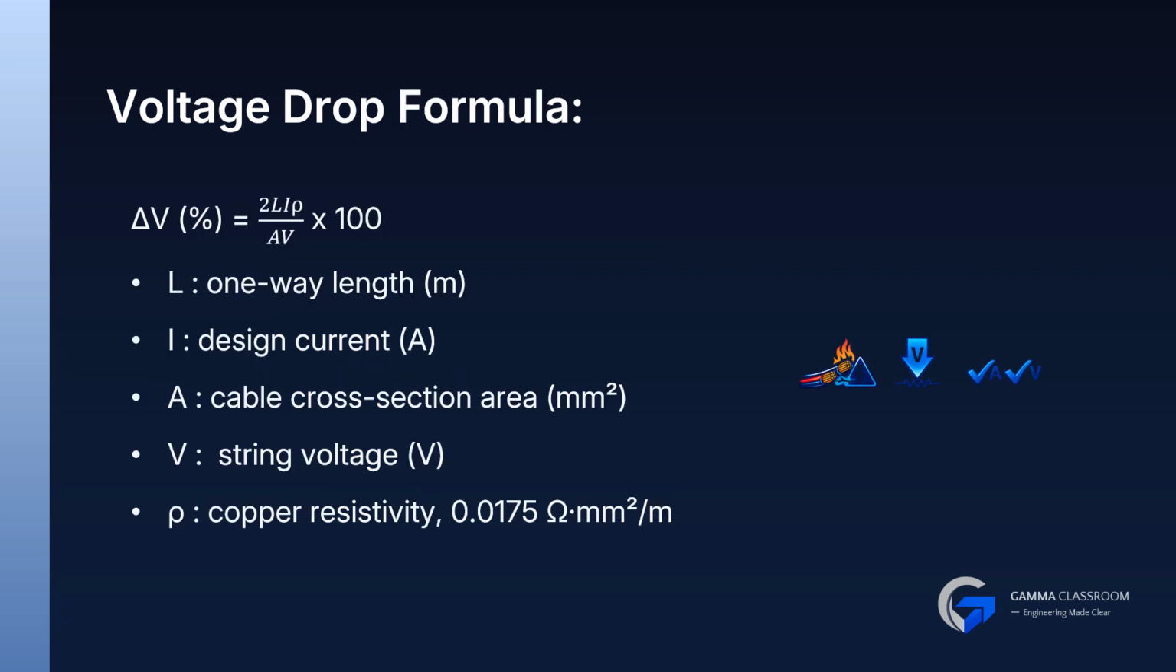Voltage drop is calculated using the cable length, current, resistivity, and the cross-sectional area. We use copper's resistivity of 0.0175 ohm millimeter squared per meter. The result tells us the percentage of voltage loss along the run.